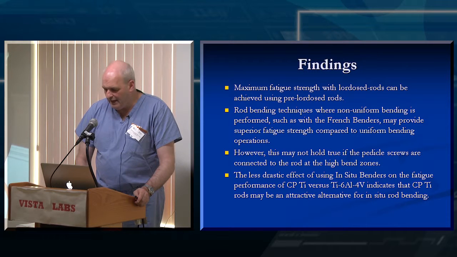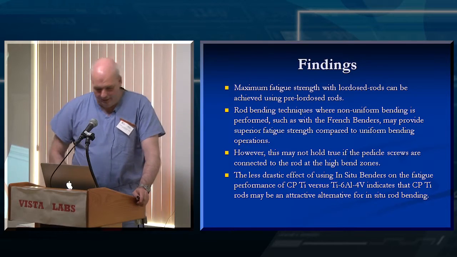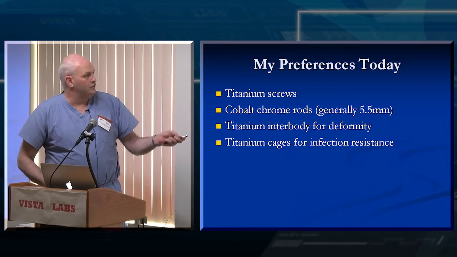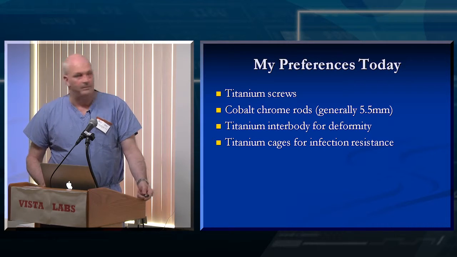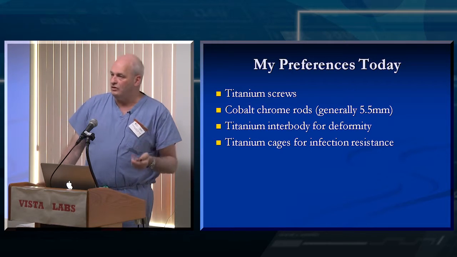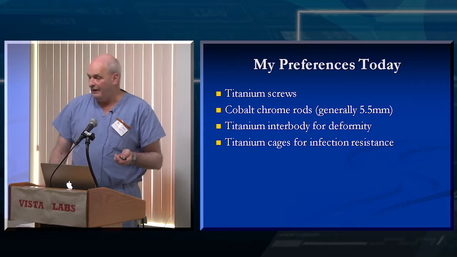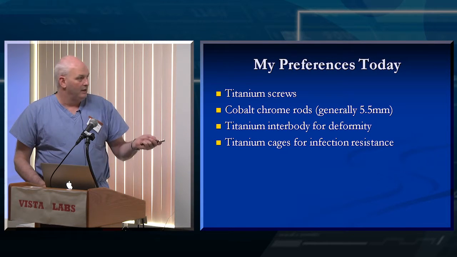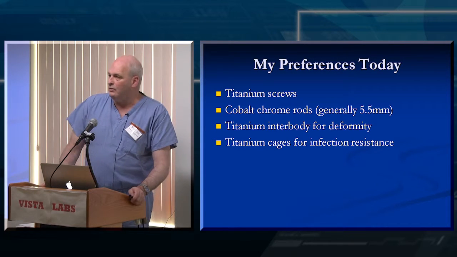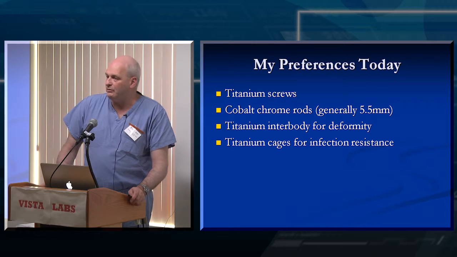Taking all these different factors into consideration, I generally use titanium screws for the imaging capability. I use cobalt chrome rods, 5.5 or 6.0, because they are a bit stronger. I have a tendency to use satellite rods at areas that have a very high risk of fracture. I use titanium interbody cages for deformity because I think they're the most infection resistant.